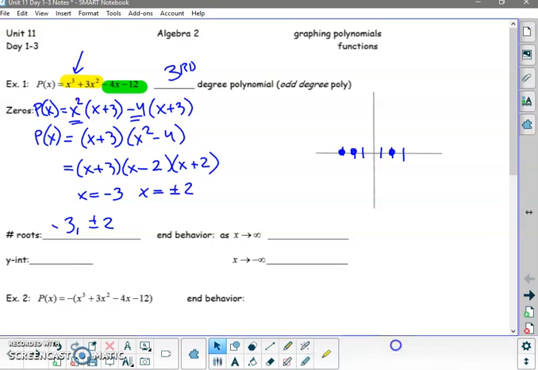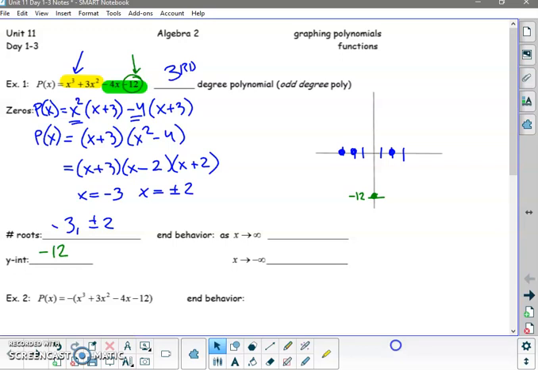Y-intercept, where does that come from? Well, if we look here and we set x equal to 0, all we're left with is a -12. So I know it must cross the y-axis down here at -12. Okay, so now what I need to do is I need to sketch a graph that goes through those 3 points and the y-intercept, but I'm not sure which way it goes.